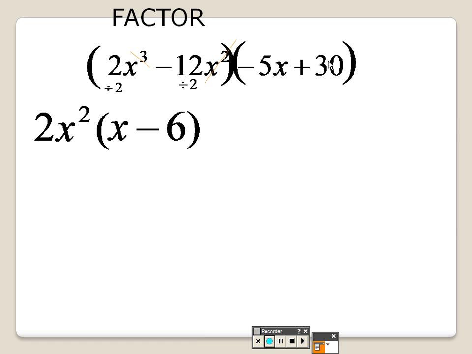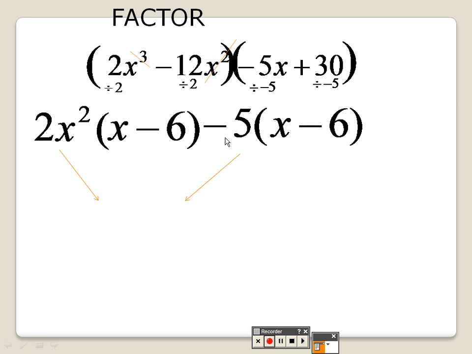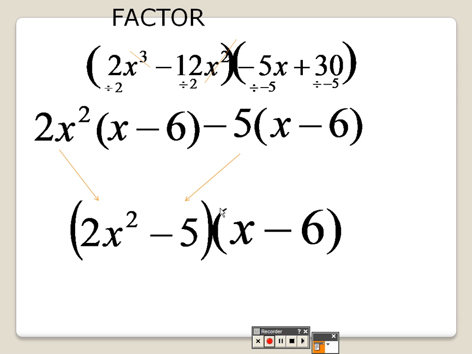Here, when I look at this, is there anything else I can take out? Well, I can take a negative 5 out of both those. And when I do that, I have an x left over, and 30 divided by negative 5 is negative 6. I know I factored by grouping correctly because both these two terms are exactly the same. So, to finish my factoring by grouping, I take the two terms that start it and I put them together, and I drop down that last term, and there it is.